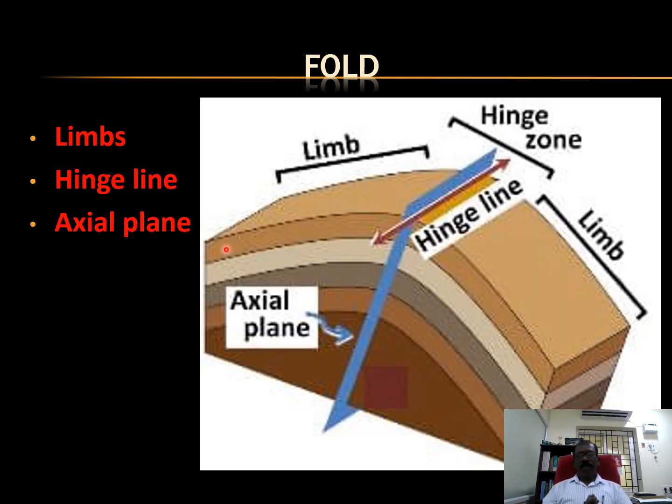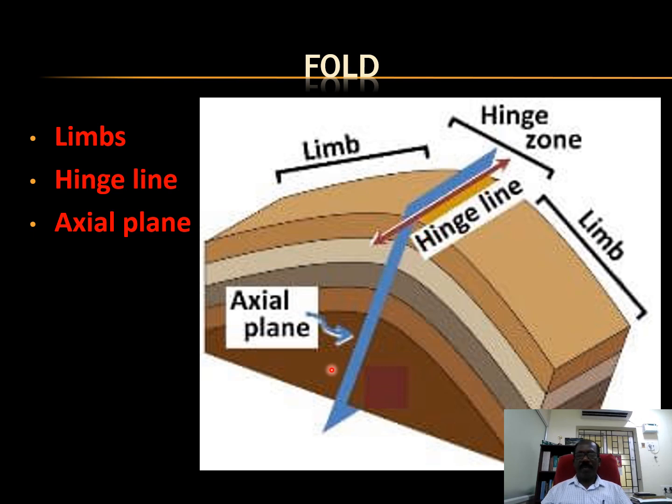In a fold, there are different terms to identify those things. We can see limbs. See the limb, this slope area. The limbs are the flanks of the fold. Hinge line, this is called the hinge line. Where the flanks join together, this limb and this limb. These two limbs are joined together. That's known as the hinge line.